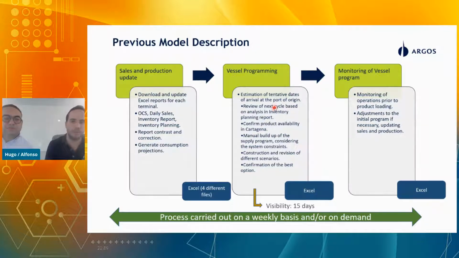Basically, the vessel programming was done by estimating the tentative dates of arrival at the port of origin. Then we reviewed the next cycle based on this analysis in inventory planning, confirmed the product availability, and manually built up the supply program considering the system constraints. Now, these constraints are known by experience rather than modeled in some kind of system.